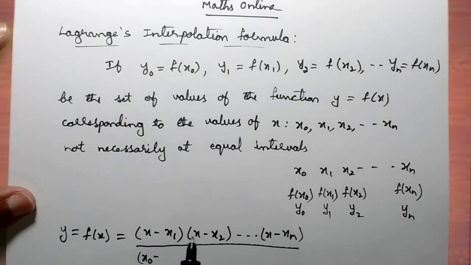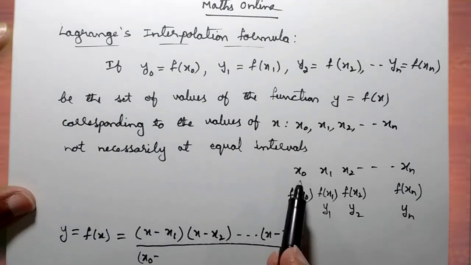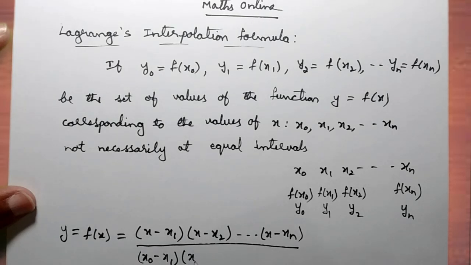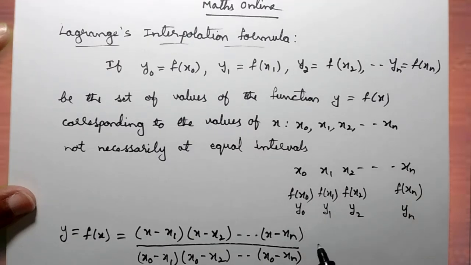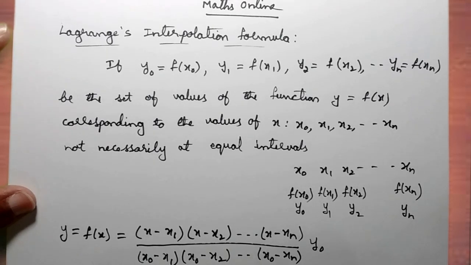This is just a technique to remember the formula. In place of x you can write down the missing value x0. So x0 minus x1, x0 minus x2 and so on. Just in place of x you write x0 minus what you have, up to xn, into the corresponding value of x0, which is y0. In the same way, now I'll write down the next term: x minus x0, x minus x2, x minus x3 and so on, x minus xn, whole divided by.